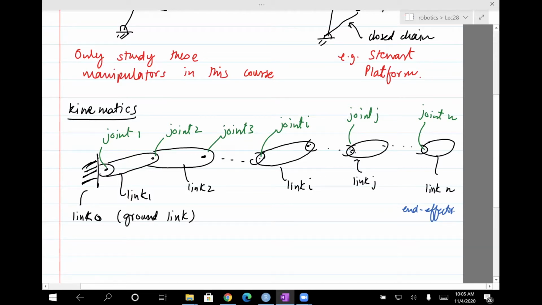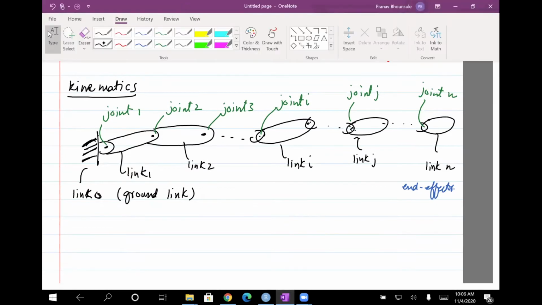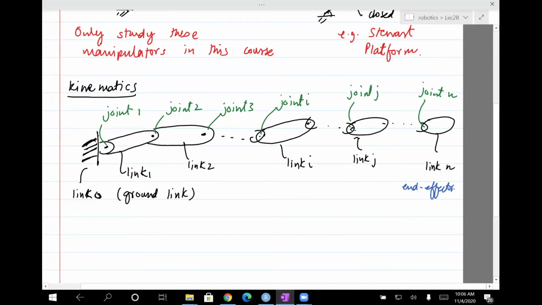Okay. Occasionally, the ground link, or link 0, is not actually the ground, but is connected to, let's say, a wheeled robot, and so link 0 is actually moving. So that's also possible. And we'll not focus on those kinds of robots where there is a wheeled robot connected to an open link chain. Okay, so that's the caricature.